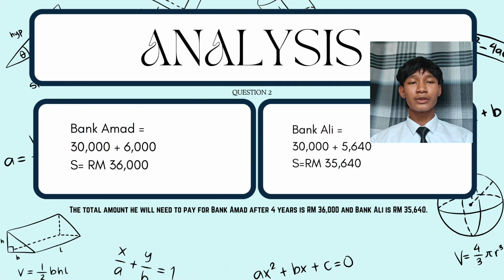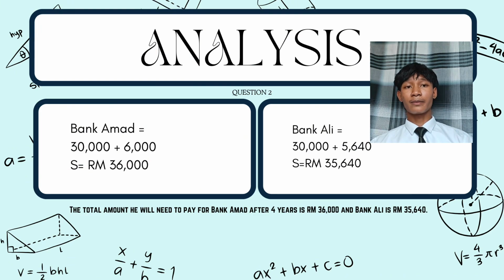Okay, for question 2, we need to calculate the amount that Shami will need to pay after 4 years. So the methodology is S equals P plus I. So for Bank Ahmad, the P is 30,000 ringgit plus I, which is 6,000 ringgit. So the answer is 36,000 ringgit.